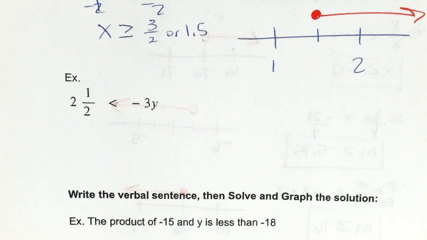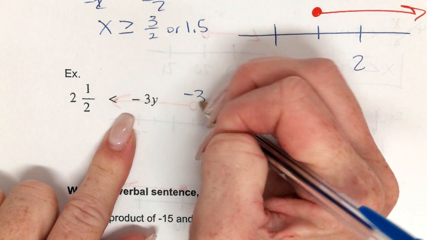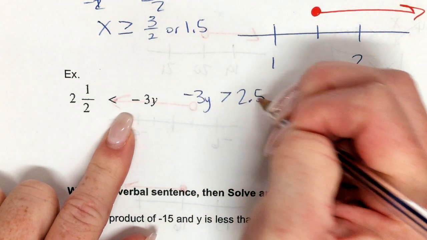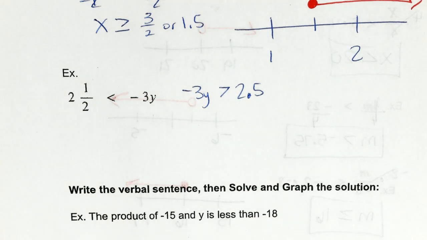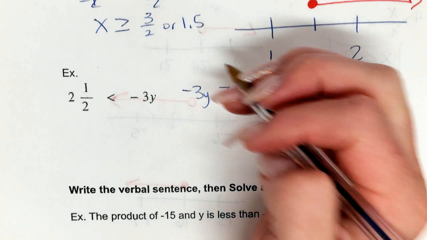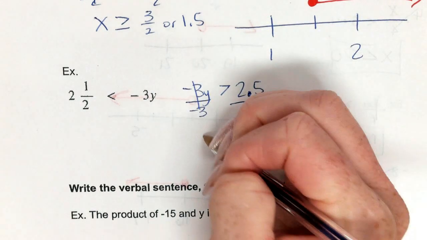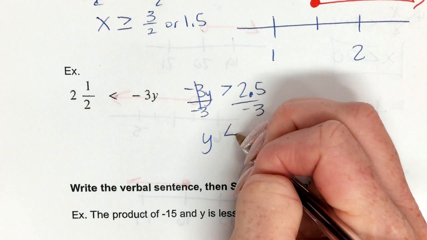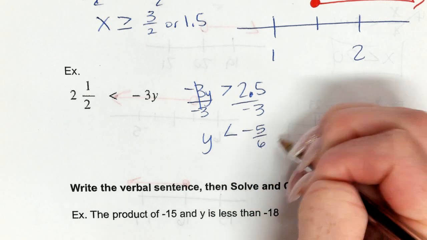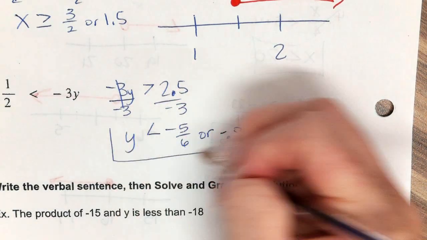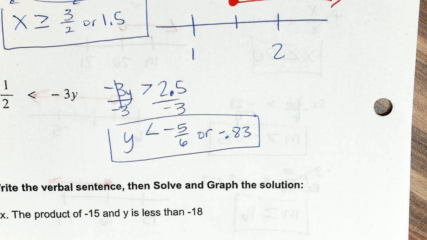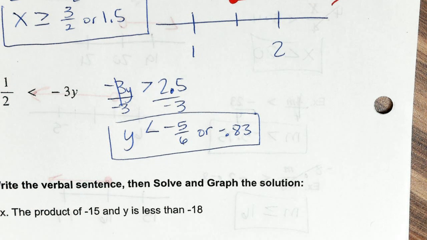Okay, the last one. What side do I want the variable on? On the left. So I'm just going to go ahead and reverse the entire inequality. And I changed that to a decimal because I like decimals better than that fraction. Does the coefficient have a negative? Yes. So is the sign going to reverse? Yes. I'm going to divide both sides by negative 3. So I have y, and I'm going to reverse my sign, is less than negative 5/6 or negative 0.83. Both of those answers are good. Now, I like the negative 0.83 because I don't really want to have to graph the 5/6, okay?